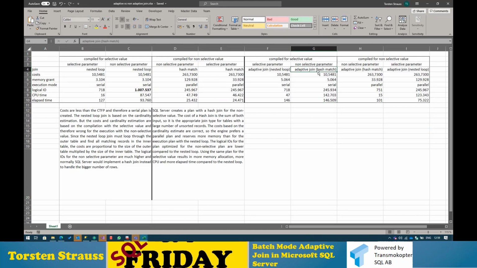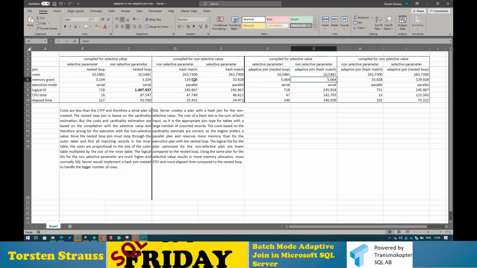And the adaptive join now selects a hash join, or hash match join, algorithm. The costs are the same because the costs will not be corrected. I'm pretty sure the costs are completely wrong. It should be close to 260. But again, who cares about costs? I don't. For me, IOs, memory grant, and CPU are for sure much more important. CPU time is much more important.